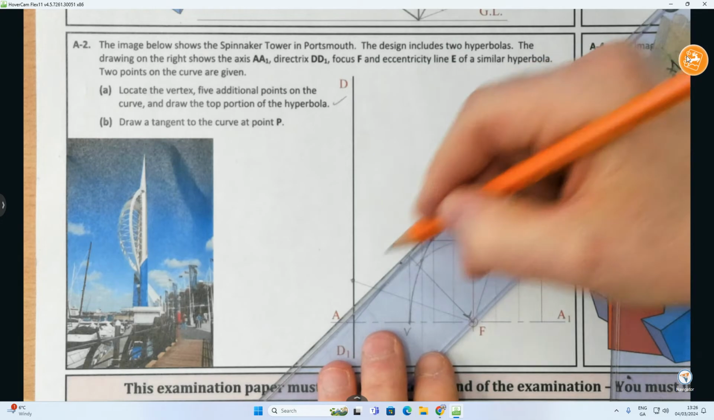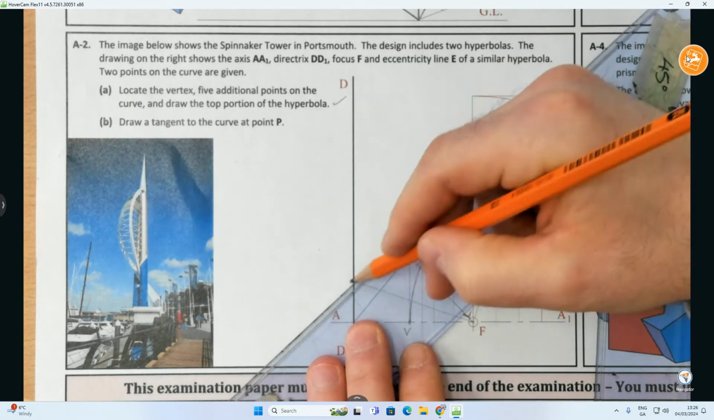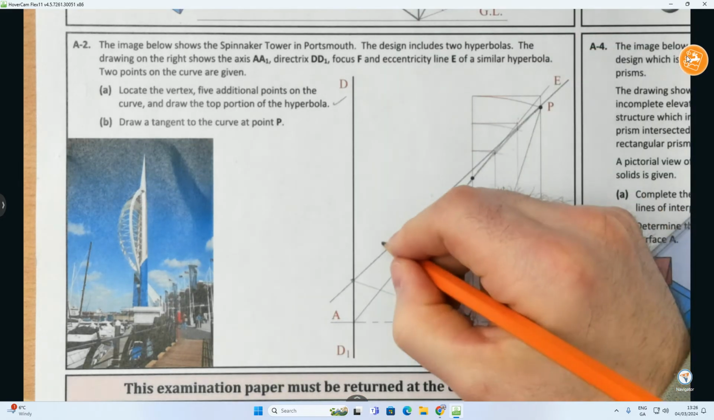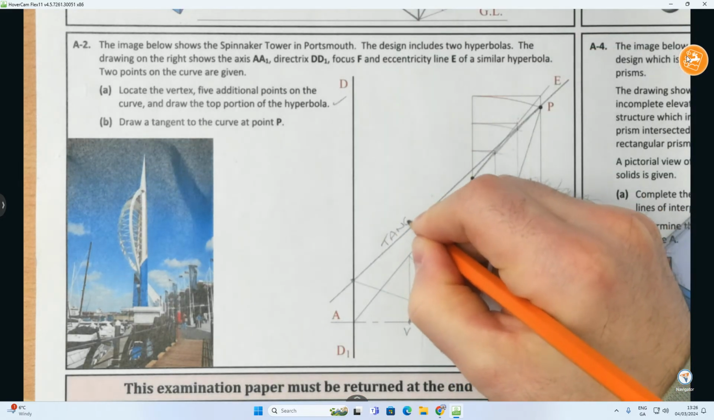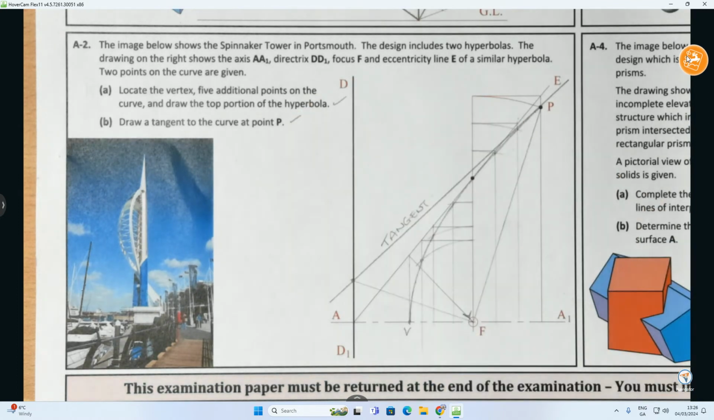So now that I've got this point which is on my tangent and this one, I can simply connect them up and I can draw on my tangent. And there is our tangent. Part B of the question done. Okay, nice handy question, especially when you understand the area around conics.